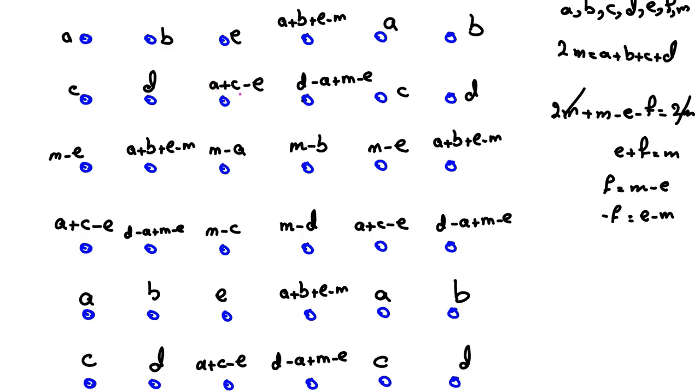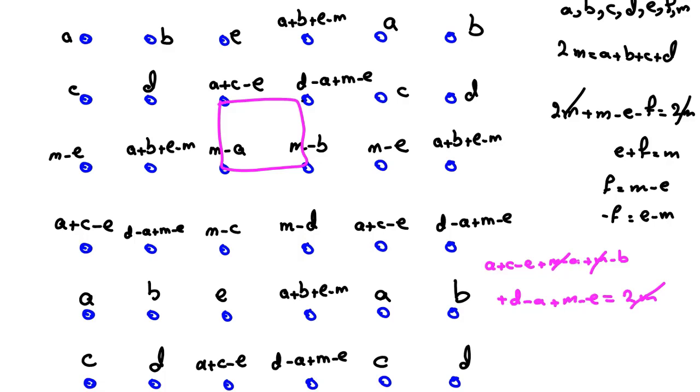Let me write this one. It is A plus C minus E. Let's write A plus C minus E plus M minus A plus M minus B plus D minus A plus M minus C. It is equal to 2M. Okay, so if we cancel 2M, negative A and A will be cancelled. So it will be C minus E minus B plus D minus A plus M minus E equal to 0.